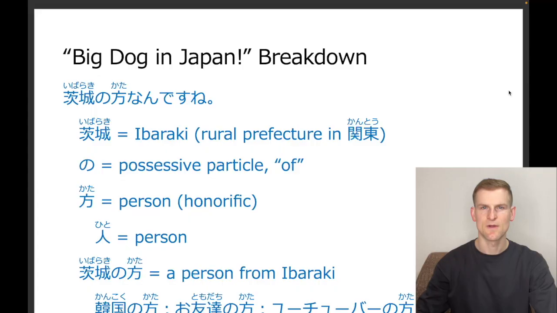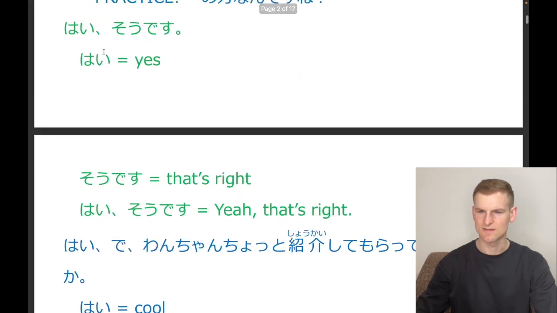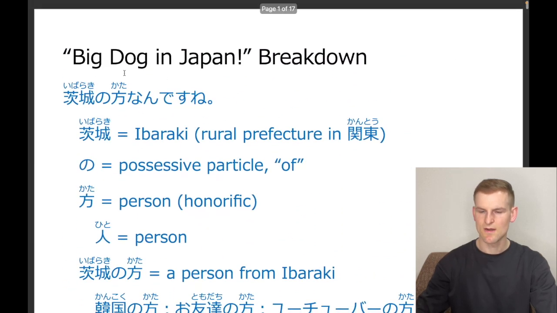Alright, let's jump into the breakdown. Okay, so in this breakdown, the blue text is from my speech, and the green text is from that of the interviewee. Alright, let's jump right in.